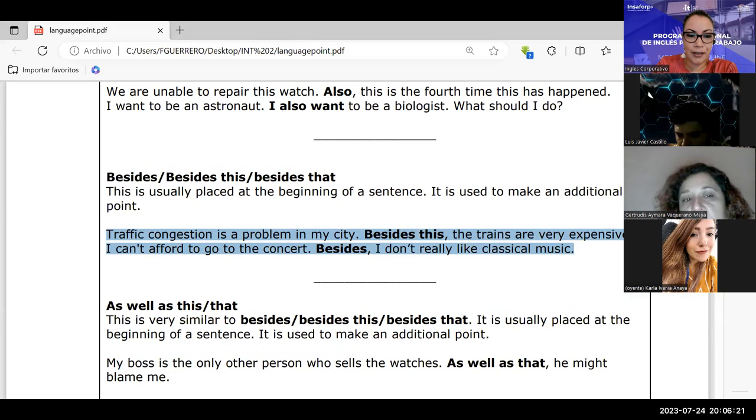Thank you, Luis. Traffic congestion is a problem in my city. Besides this, the trains are very expensive. I can't afford to go to the concert. Besides, I don't really like classic music. Excellent. Thank you so much.